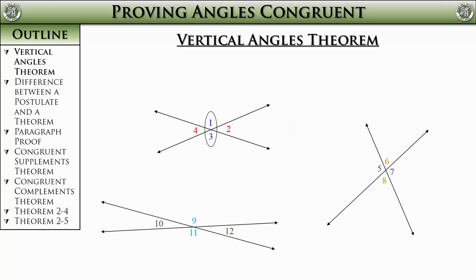Here are a bunch of examples of vertical angles. I've even color-coded the pairs for you. Given all of these examples, you should be able to see what all these vertical angles have in common. What do you notice about each pair of vertical angles? It is most dramatic with the bottom left grouping of angle 9 and angle 11, as well as angle 10 and angle 12. You should be able to see that every pair is the same size.